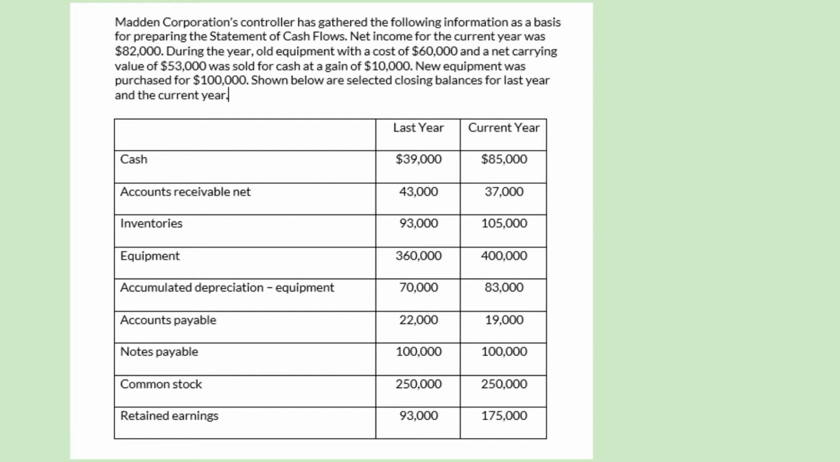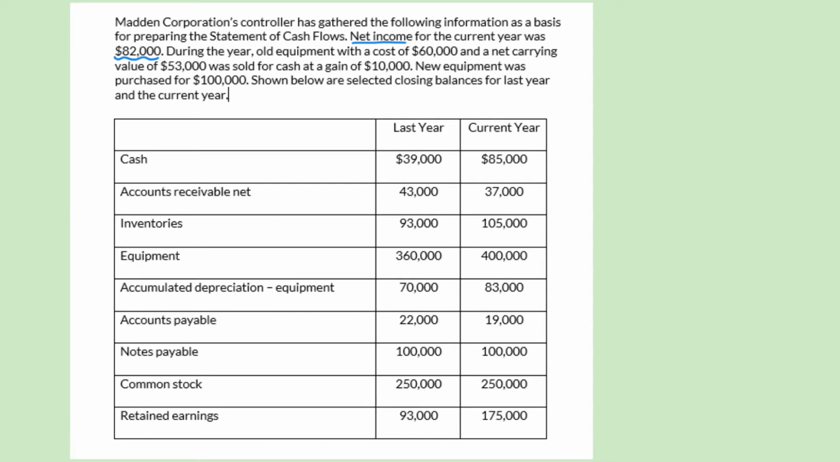Madden Corporation's controller has gathered the following information as a basis for preparing the statement of cash flows. Net income for the current year was 82,000, so this is the net income. During the year, all equipment with a cost of 60,000 and a net carrying value of 53,000 was sold for cash at a gain of 10,000.